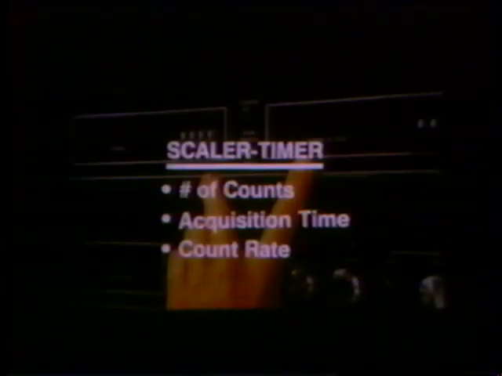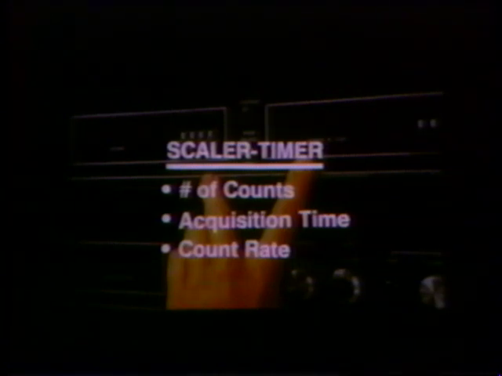Typically, each image will contain 250,000 to 1 million counts. As a general rule, the more events detected, the better the image quality. The scalar timer can be preset by the technologist to allow the camera to collect a specific number of events or to collect events over a specific preset time, and, as they are collected, place them on film.